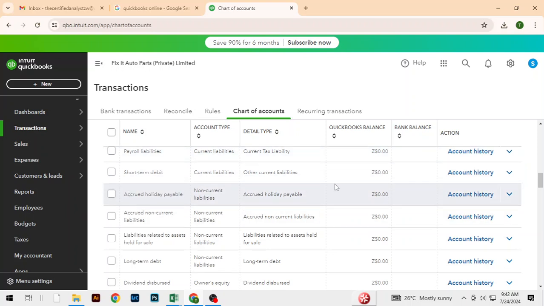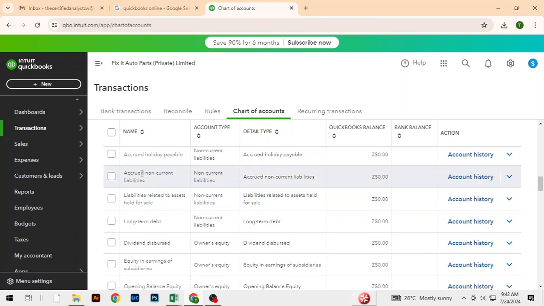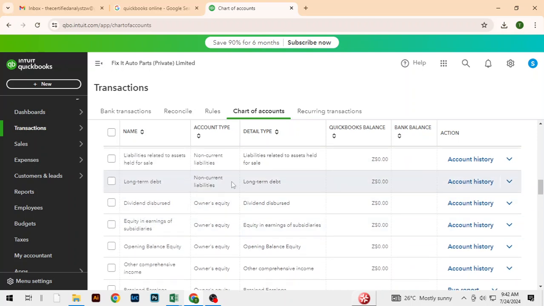And then we've got accrued holiday payable. This depends with organizations. Then accrued non-current liabilities. It happens sometimes that maybe you have got some lease liabilities that you haven't paid for some time, and that could be accrued, non-current liabilities related to assets held for sale. And then we've got long-term debt. You may choose to raise a long-term debt to fund your capital expenditure, like buying more property, plant or equipment.